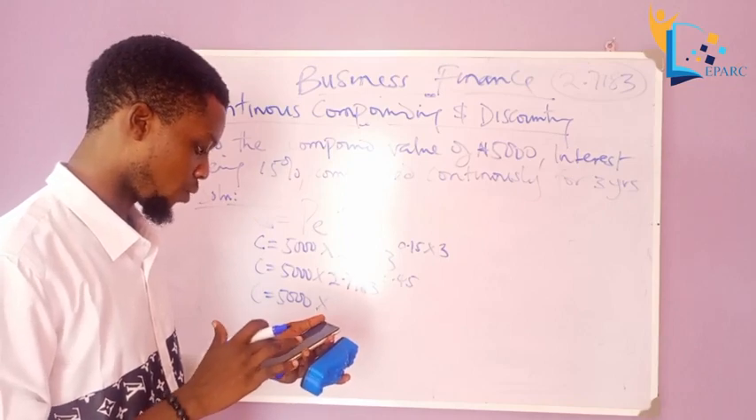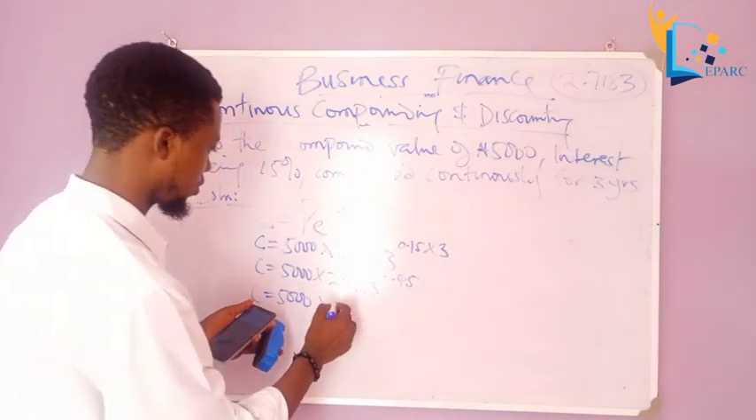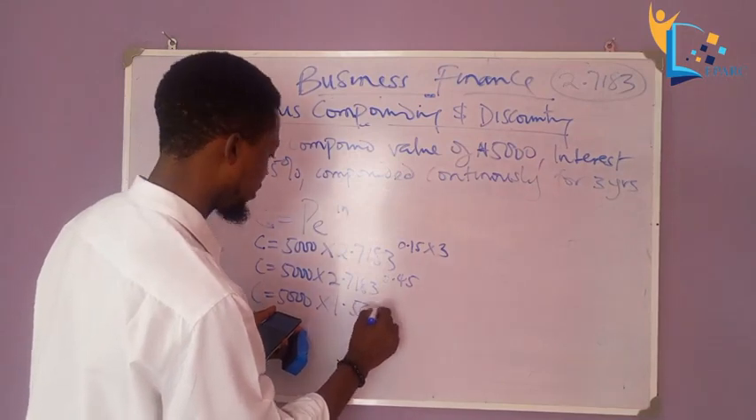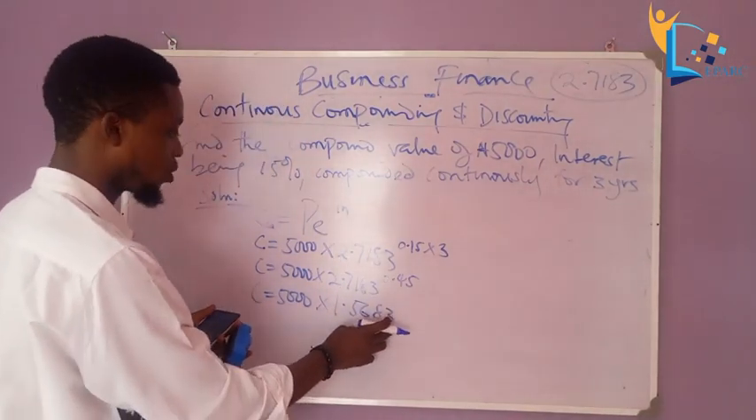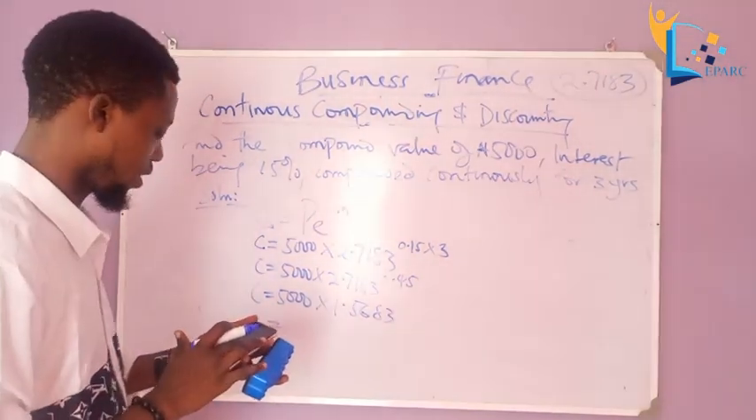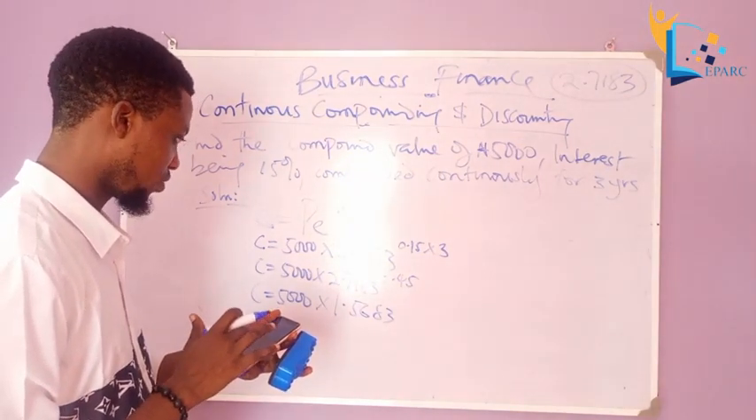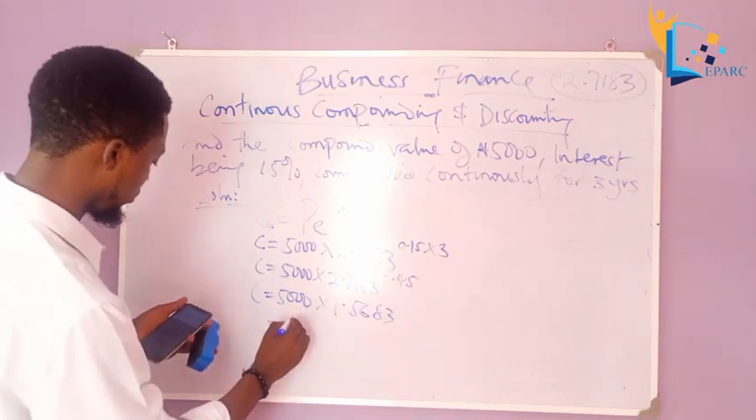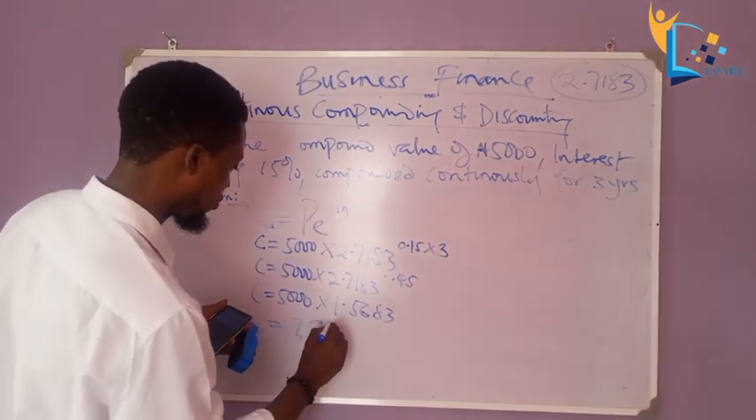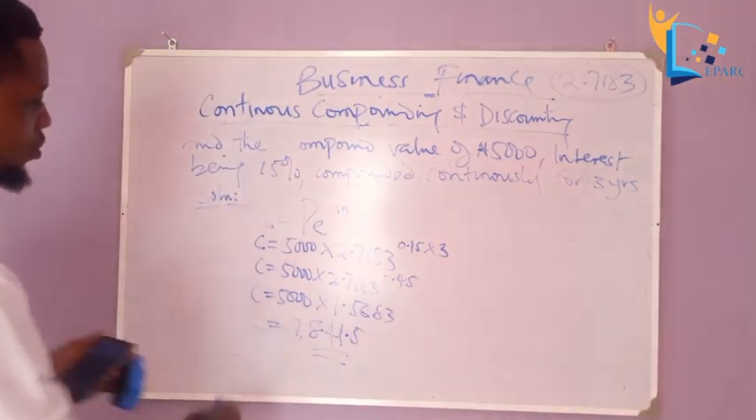So C is equal to 5,000 times 2.7183 raised to the power of 0.45, which is giving us 1.5683. I rounded off to 4 decimal places. So C is equal to 5,000 times 1.5683, which will give us 7,841.5. So this is our compound value. So C is equal to 7,841.5.